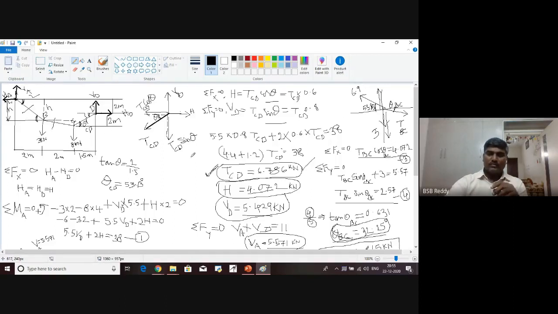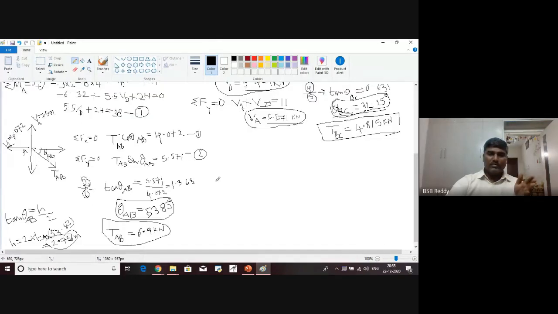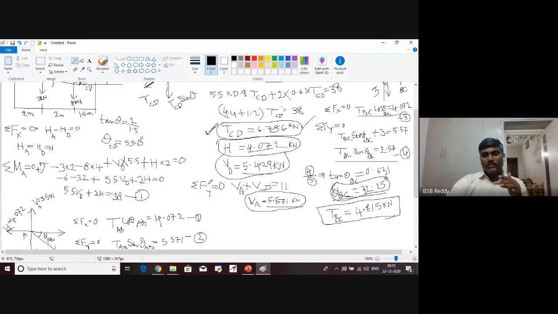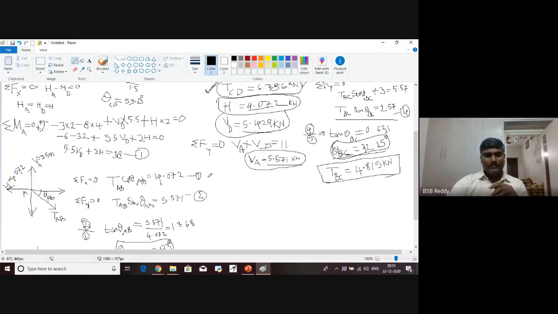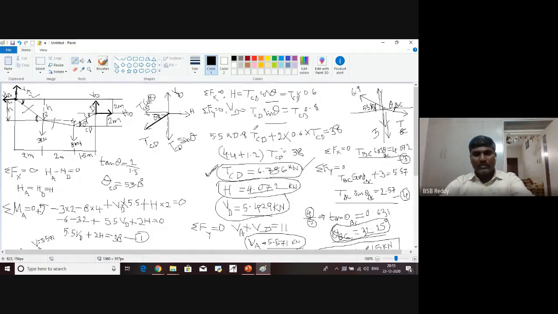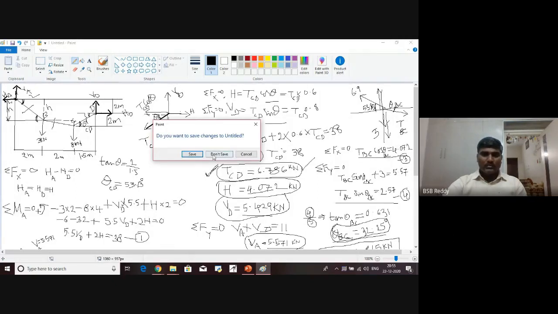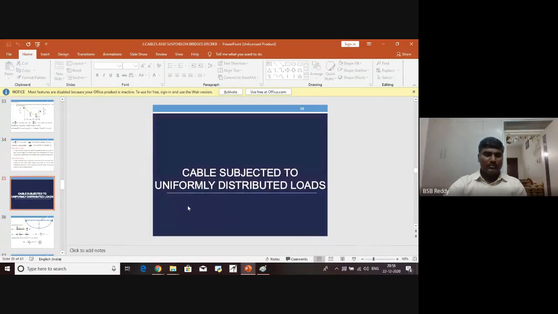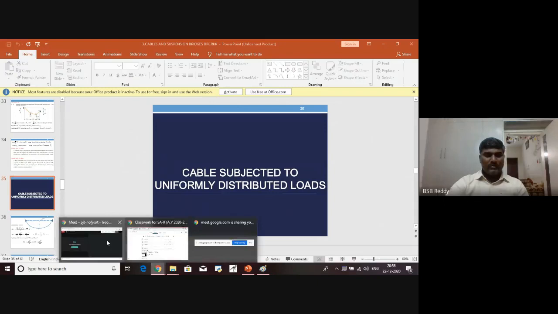So this is how the solution is. Practice this problem. If you have already done it, check with this solution whether you are getting similar values as mine. Thank you. We'll come back to the other part of this problem. Next session we will be dealing with cables subjected to uniformly distributed loads. Thank you.